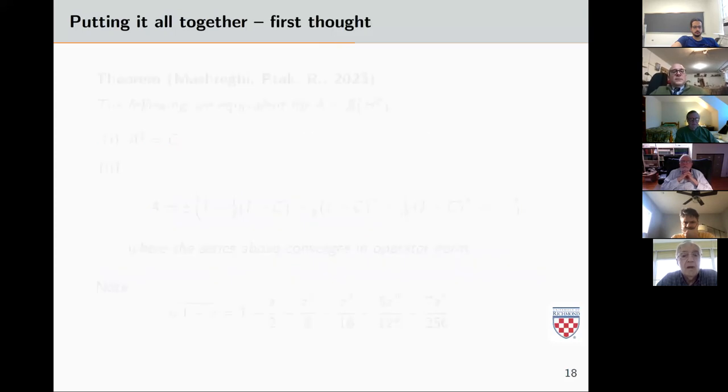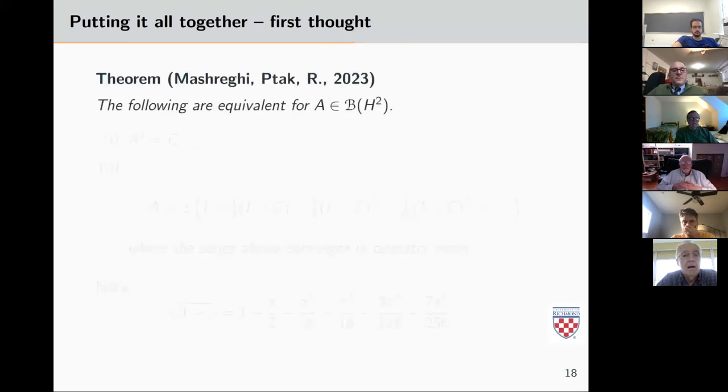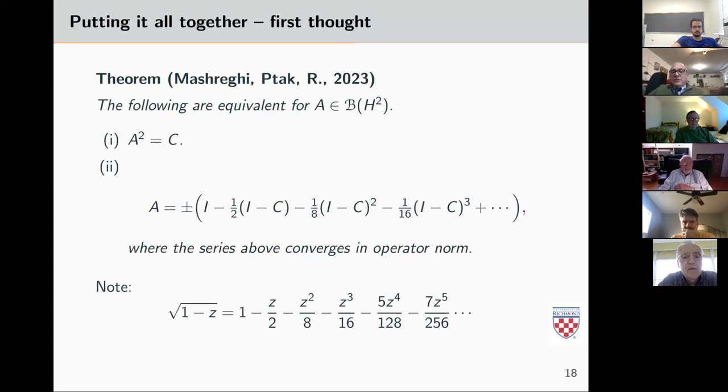All right, so let's put this all together. This is a first thought on what the bounded square roots of the Cesaro operator are. Again, this is joint work with Javad Mashreghi from Laval and Marek Ptak from Krakow. So a bounded operator on H2 is a square root of the Cesaro operator if and only if A is equal to plus or minus that infinite series, where, if you're wondering where these numbers 1/2, 1/8, 1/16 come from, they are the power series coefficients of the square root of 1 minus z.